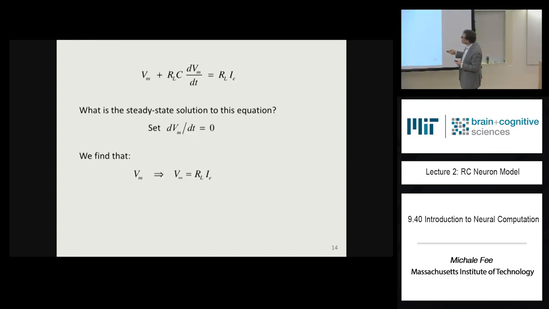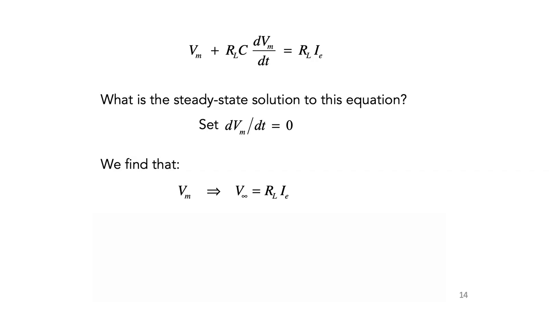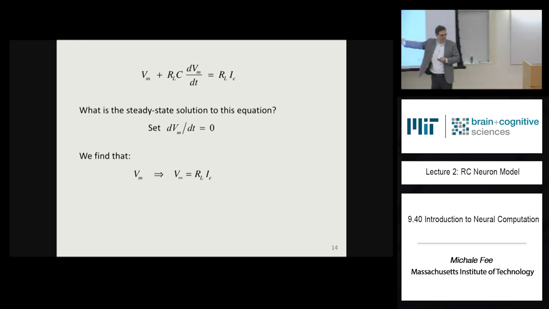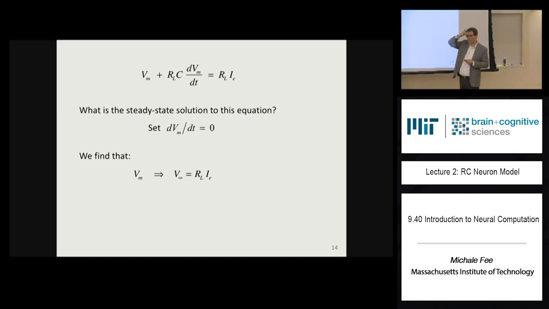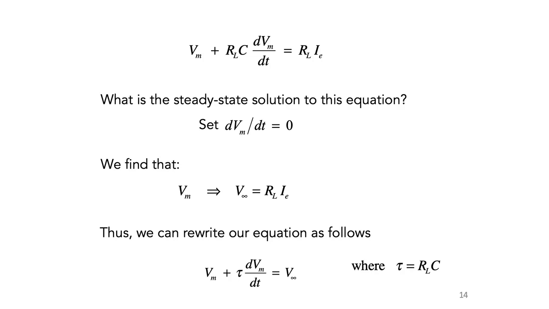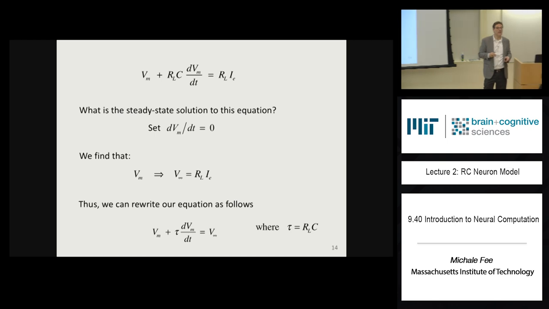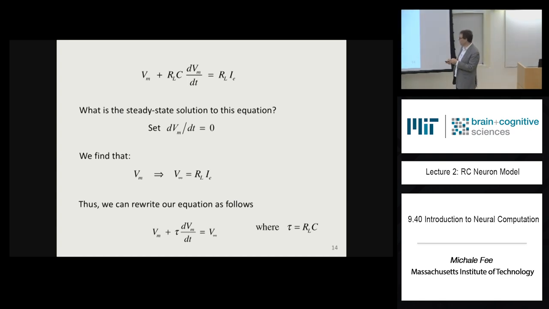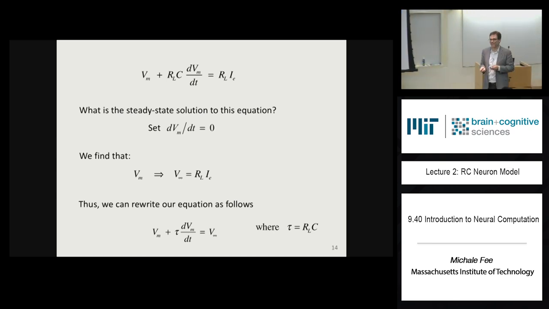Okay, so in steady state, the membrane potential goes to RL times IE, and we call that voltage something special, V infinity, because it's the voltage that the system reaches at time equals infinity. Any questions about that? Okay, so we're going to just rewrite this equation as Vm plus tau dV/dt equals V infinity. And that equation we are going to see over and over and over again in this class in many different contexts. It's a first order linear differential equation, and it's very powerful. So I want you to get used to it.